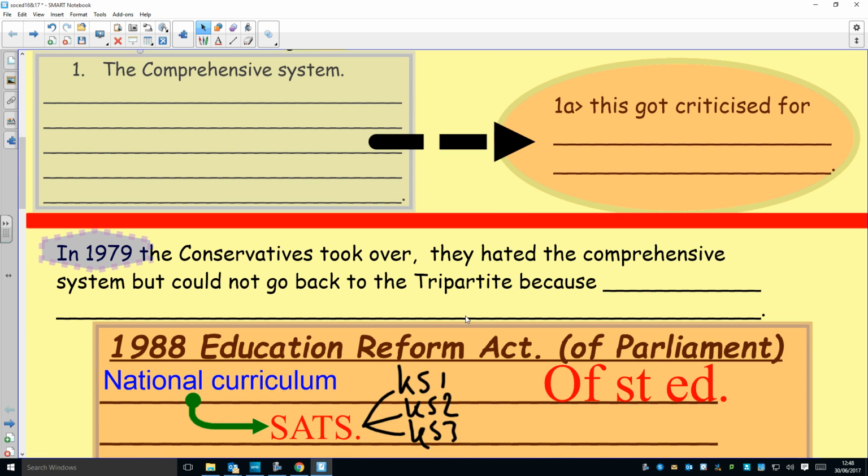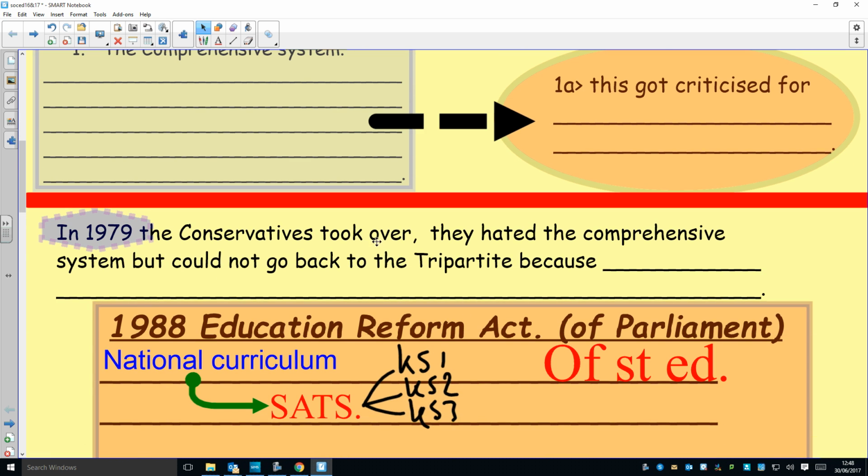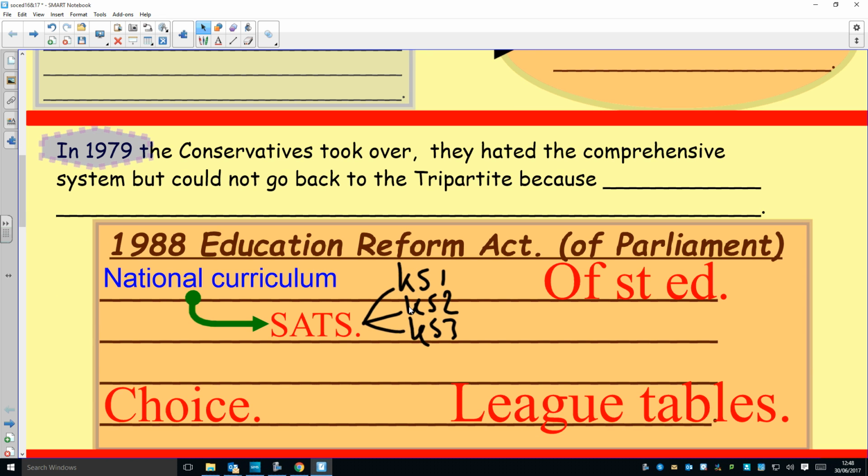Then, by 1979, the Conservatives won the election. They didn't like the comprehensive system, but they couldn't go back to tripartite because it had failed, and it was obviously failed. So they waited, they planned. By 1988, they brought in their big changes: the 1988 Education Reform Act of Parliament. You'll definitely need to remember this date.